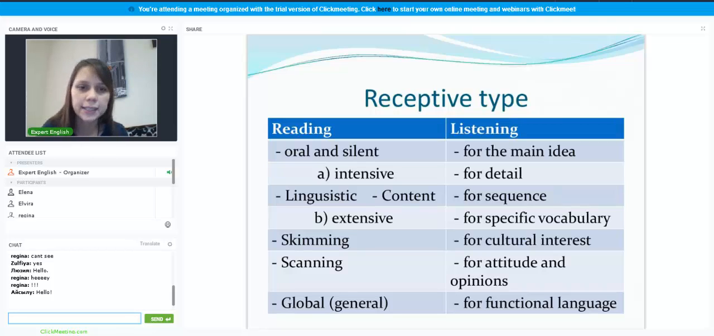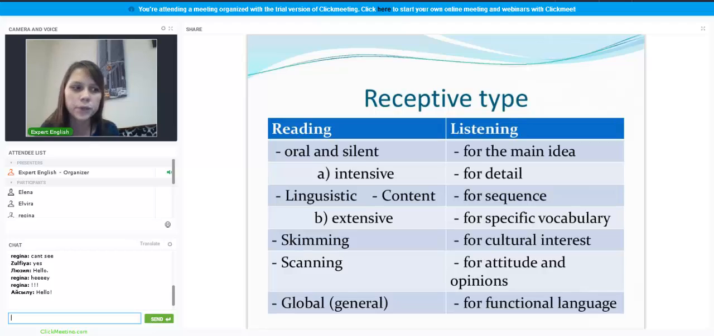And nowadays, we have to prepare students for reading as well. As for silent exercises, they're divided into 2 big groups, intensive exercises and extensive exercises. Intensive exercises, in turn, can be divided into linguistic and content. Speaking in simpler terms, I can tell you that intensive exercises deal with the text itself.